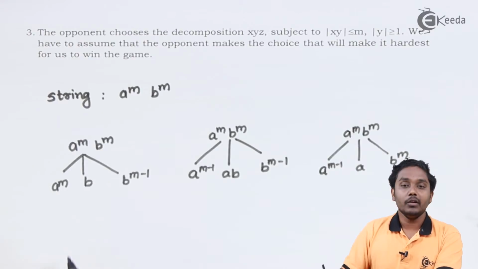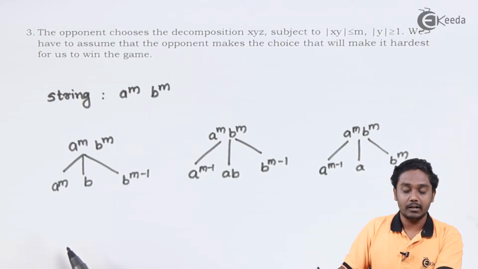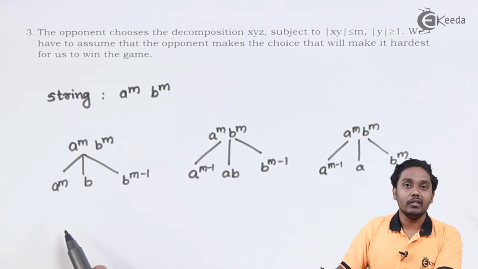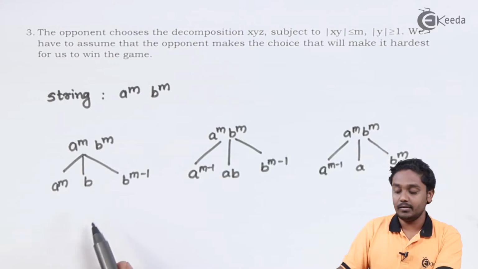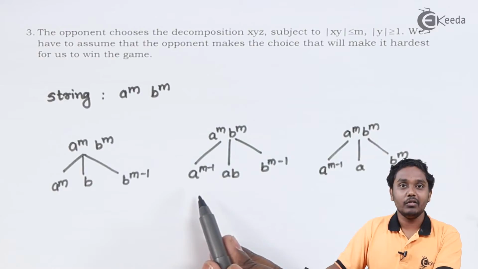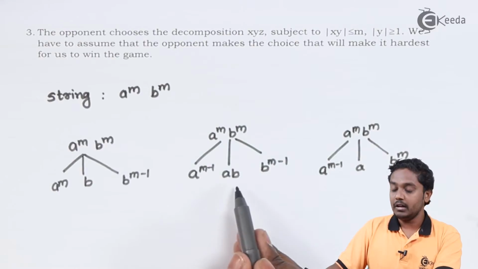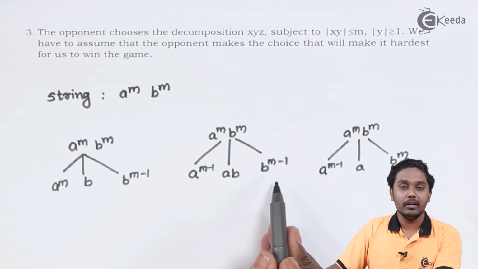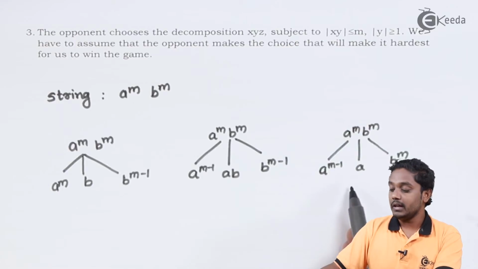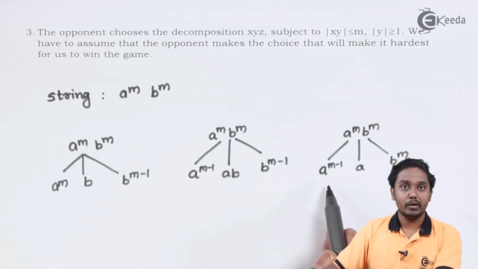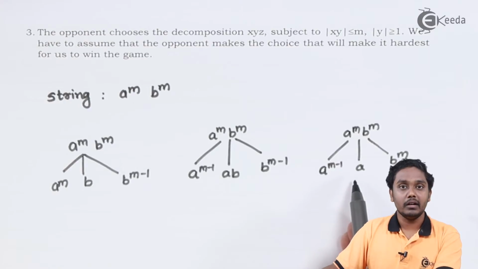In the first one, I have decomposed the string into three parts. The first part contains all A's, second part contains a B, and third part contains the rest of the B's. Similarly, here the first part contains all A's but not the last. Here the second part contains an AB, here the third contains the rest of the B's. Here we have all A's but not the last. Second part contains the last A, third contains all the B's.